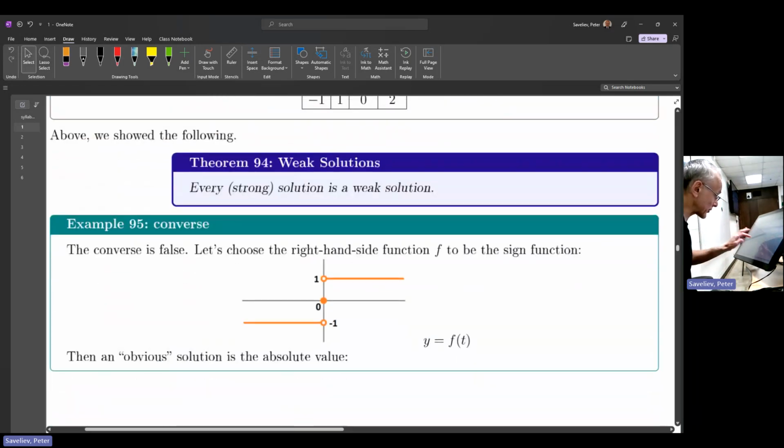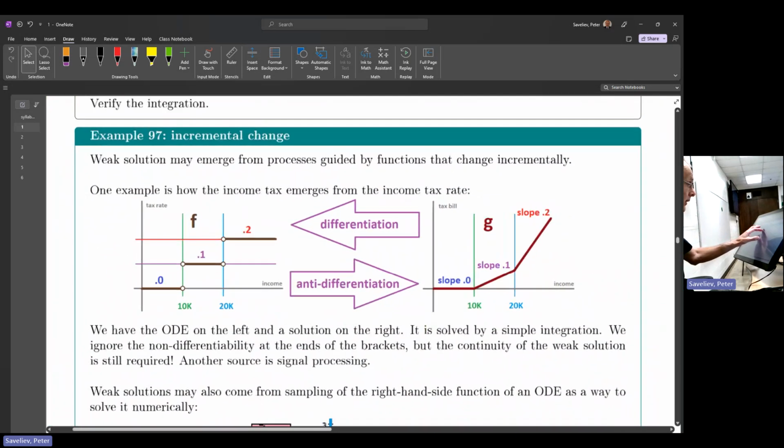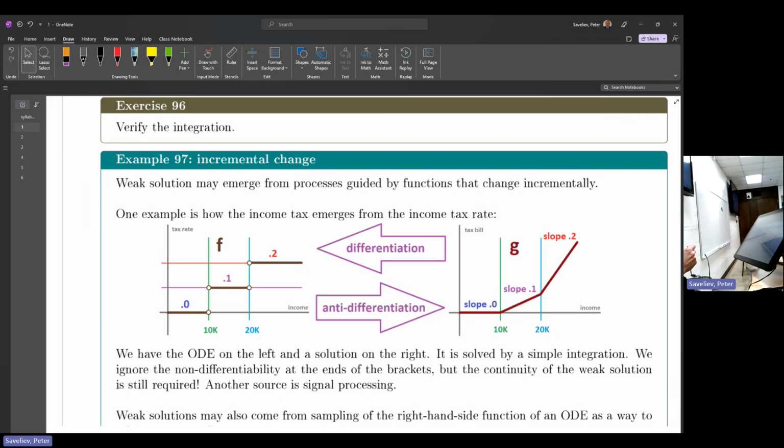Nonetheless, it's interesting. And secondly, I want to throw an example at you from real life: taxes. It involves integration of a function that is piecewise. These are tax rates, and if you need to know the tax bill, you integrate. The function is integrable, but not differentiable. Nonetheless, it produces a meaningful answer.